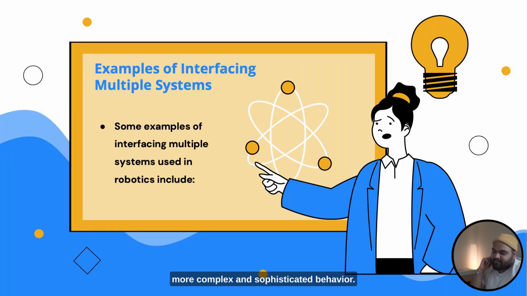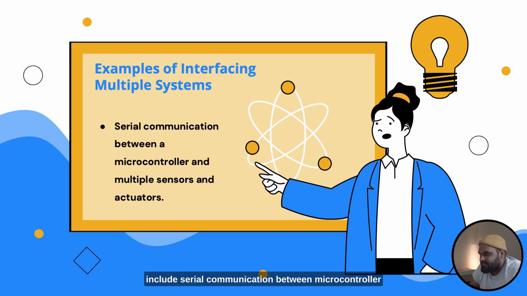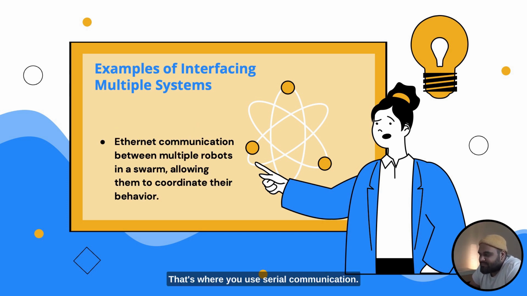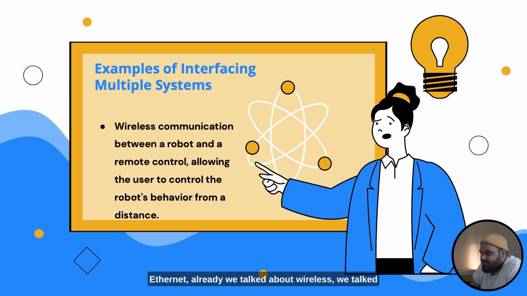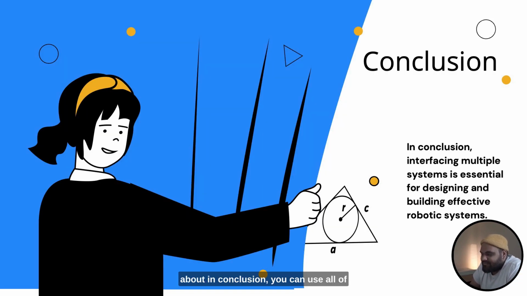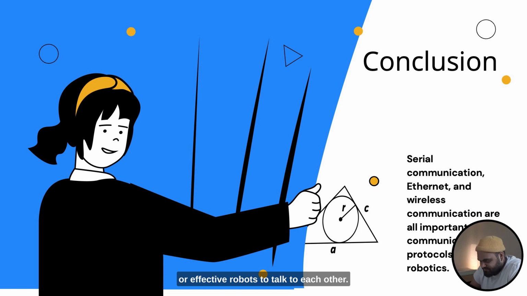Then you have some examples of interfacing multiple systems used in robotics, including serial communication between a microcontroller and multiple sensors and actuators. Serial communication is used when you have a microcontroller like an Arduino and you want to connect multiple sensors or actuators together. That's where you use serial communication. Ethernet, we already talked about. Wireless, we talked about. In conclusion, you can use all of these systems or subsystems to allow multiple robots to talk to each other effectively.